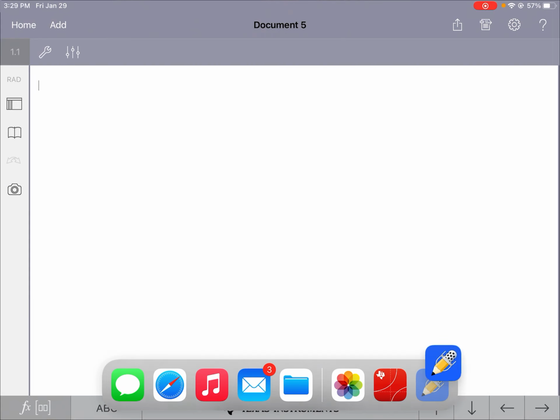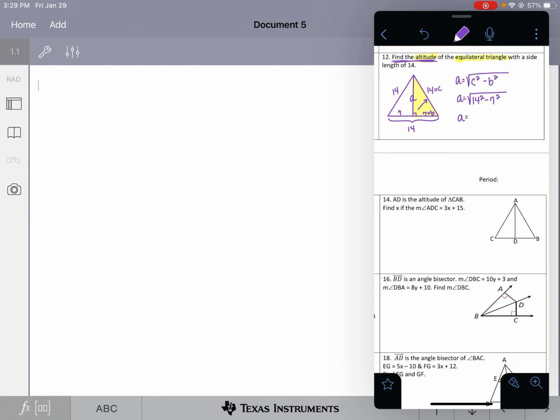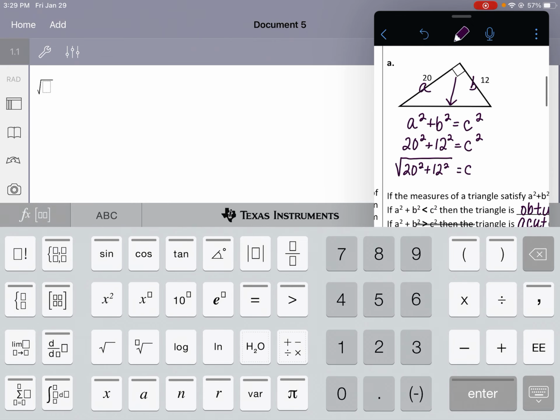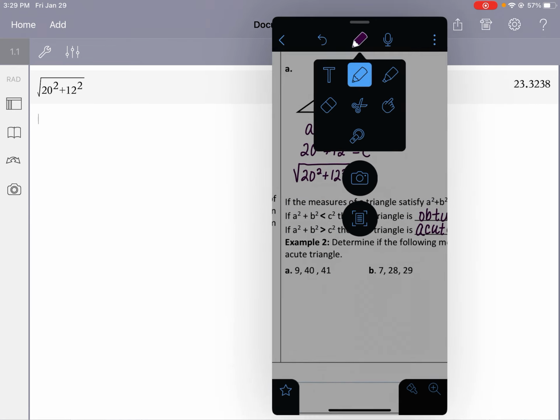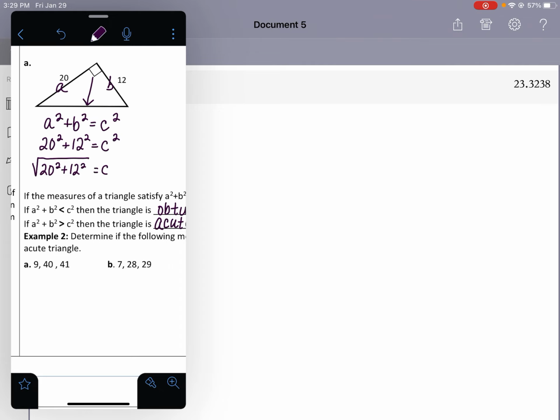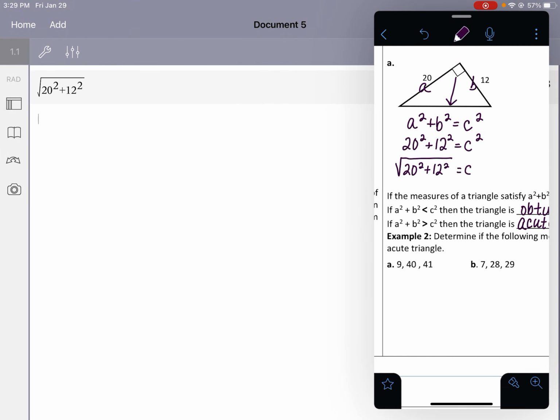Okay, so put that right there. All right, so for this one, we got the square root of 20 squared plus 12 squared. And if we hit enter, we see that the answer is 23.3. So that'll be 23.3.